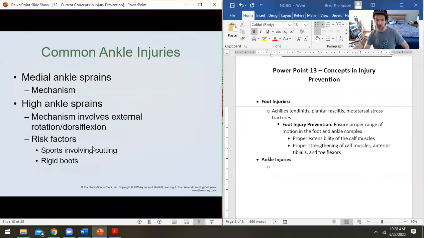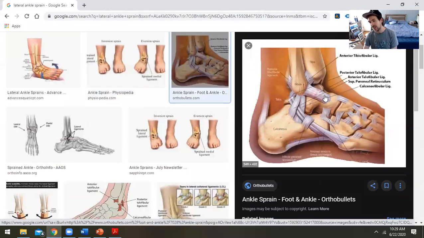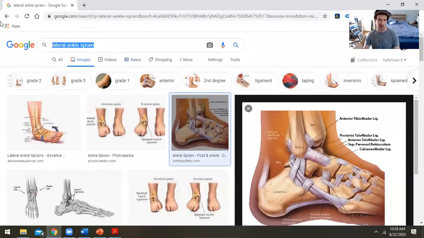And then high ankle sprains. These are usually going to happen from an actual contact injury, or it could happen while you're wearing really rigid boots. So high ankle sprains, like I said, they're going to be this ligament up here, and another one as well.